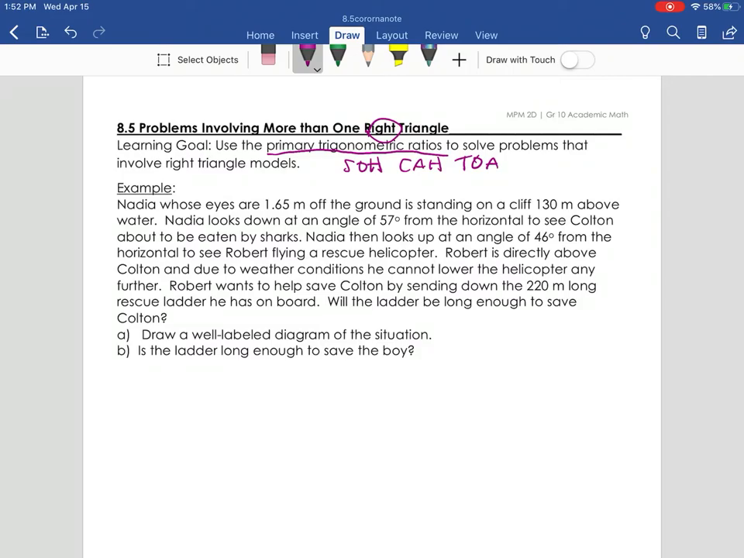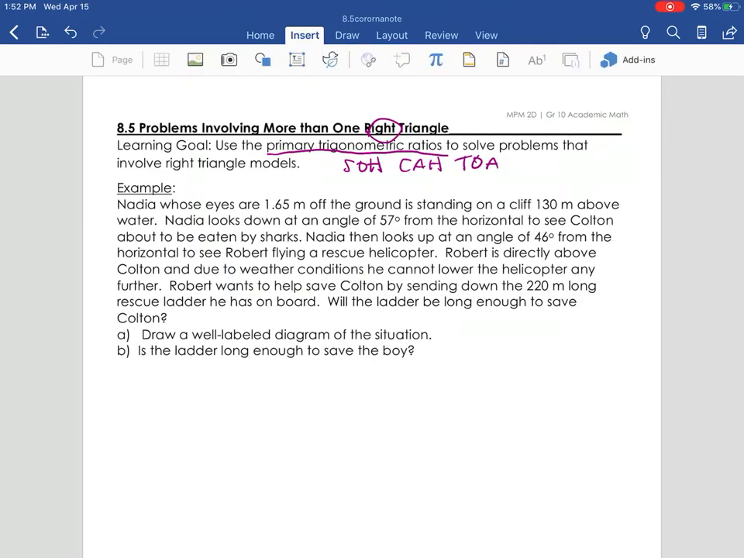So Nadia, whose eyes are 1.65 meters off the ground, is standing on a cliff 130 meters above the water. I'm going to save that sentence for just a second. And then it says Nadia looks down from her eyes at an angle of 57 degrees from the horizontal to see Colton about to be eaten by sharks.